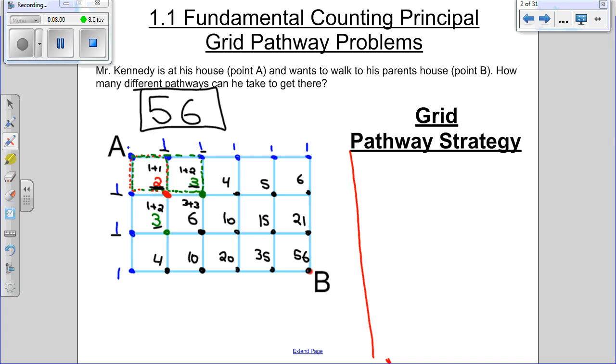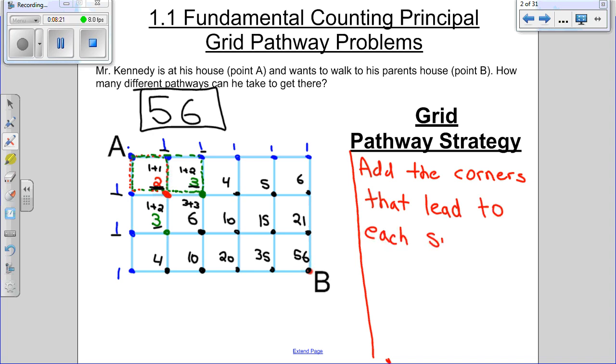So I would say, add the corners that lead to each spot. That's how I would describe it. To me, in my head, that makes sense. But maybe you need more detail to make sense of it.